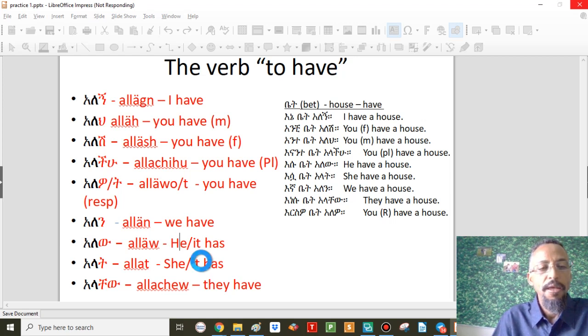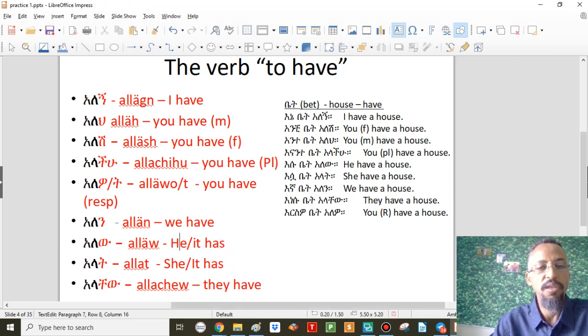So that's why we have here he slash it has. The pronoun can be animate or personal, referring to a person, people, animals, things, or ideas, whatever can be represented by "it" in English. Okay, so allow, he has or it has; allat, she has or it has; allacho, they have.